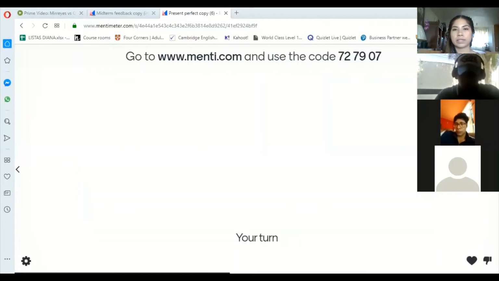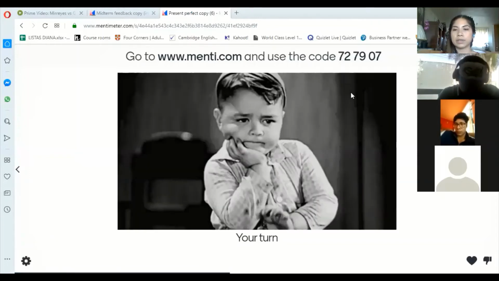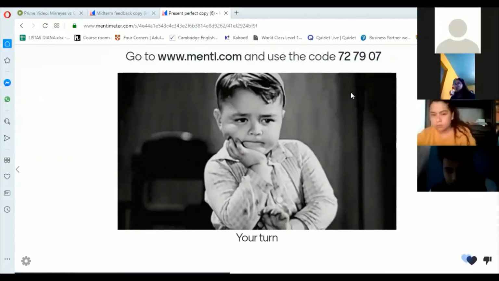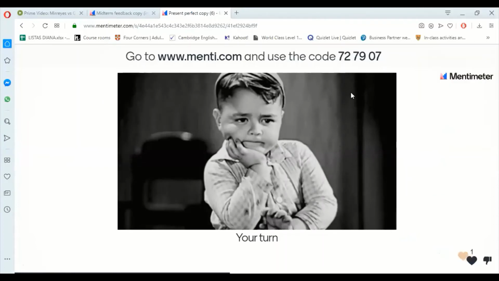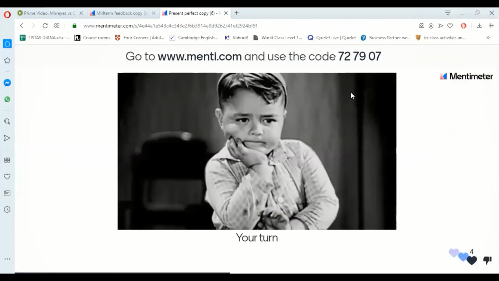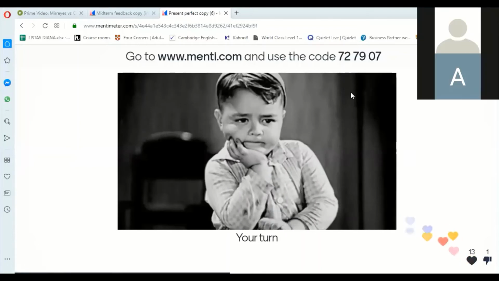So now it's your turn. You're going to practice. Necesito que ya todos estén en la presentación. ¿Todos pudieron entrar a la presentación? Yes. ¿Están en Mentimeter? A ver, denle al corazoncito para que sepa que están todos. You're 18.